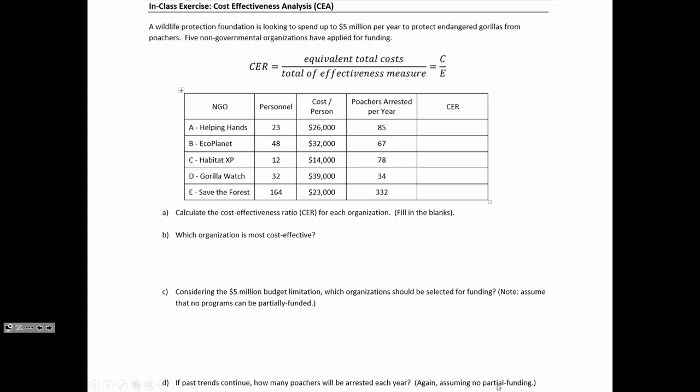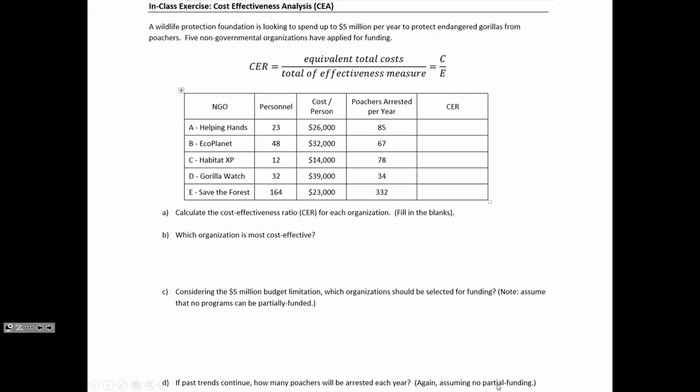There's 2 there. Does everybody have a copy of the paper? Okay, so here's the formula, the cost-effectiveness ratio formula. We know for each of these alternatives how many people they've got, what their salaries are. So you're going to use that for understanding their total costs. And then the effectiveness here, we want to maximize the number of poachers that get arrested. And so you can see each year the number of poachers that they've been arresting.